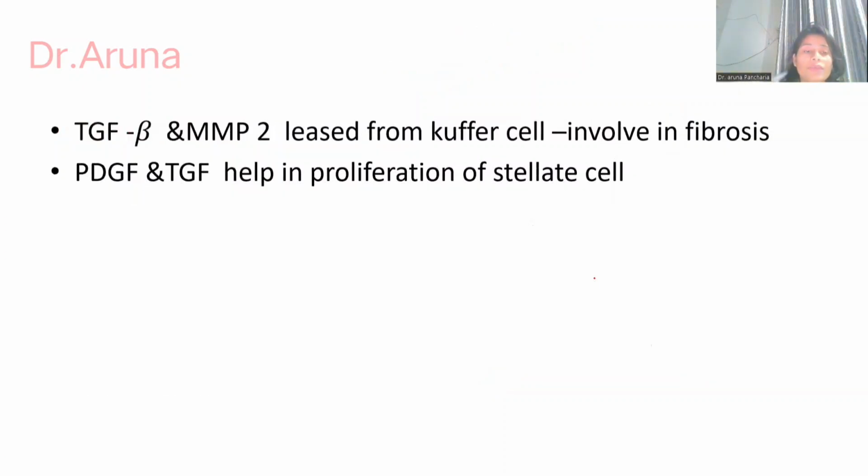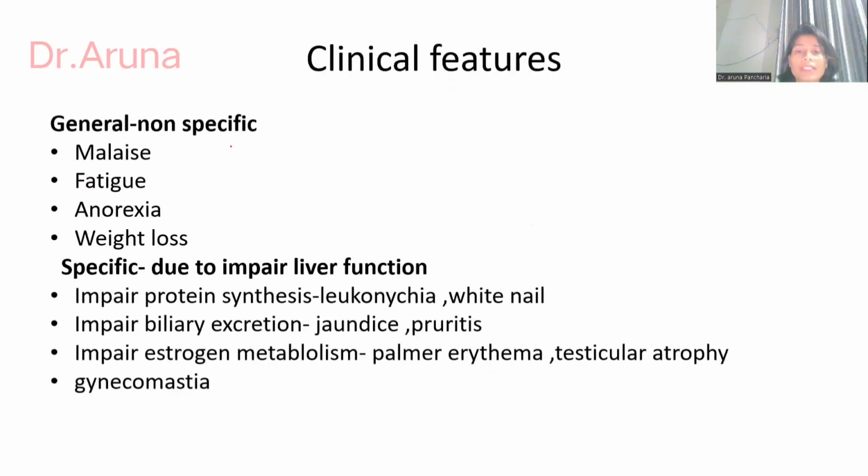And what are the sources of proliferation of these stellate cells? These are certain factors: platelet-derived growth factor, transforming growth factor, matrix metalloproteinases, transforming growth factor beta. They help in the proliferation of the stellate cells.